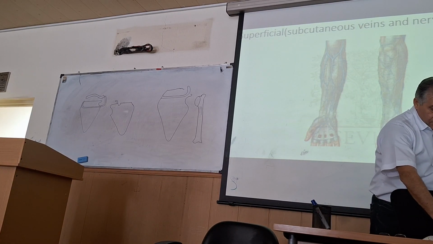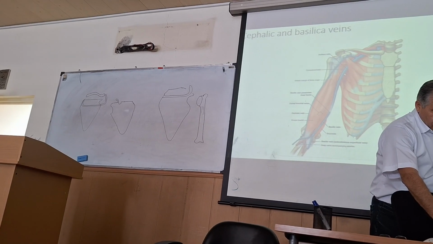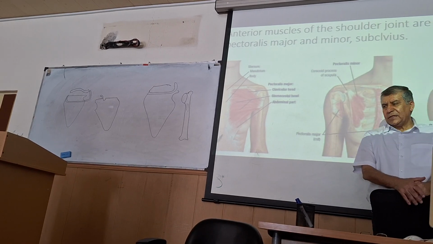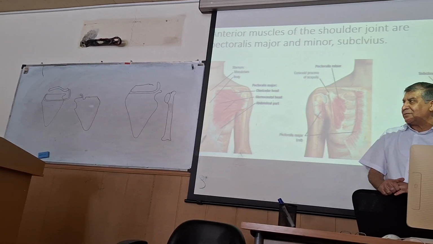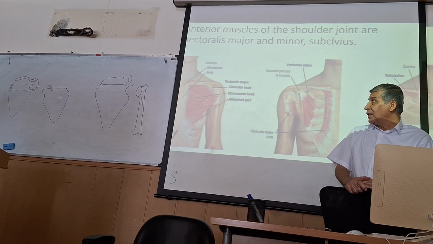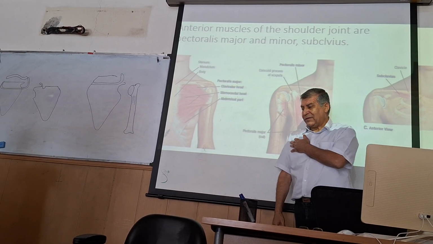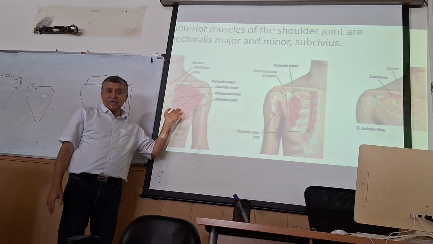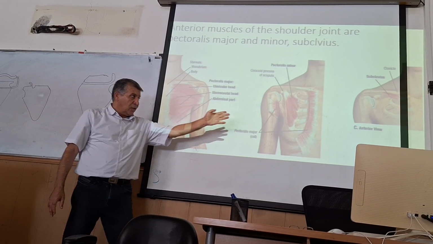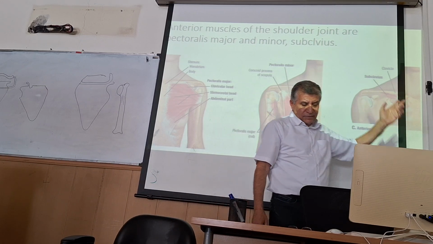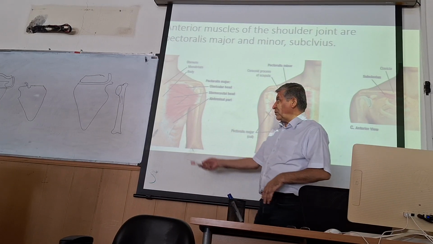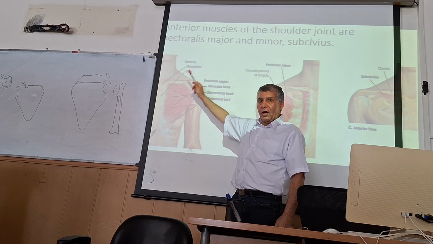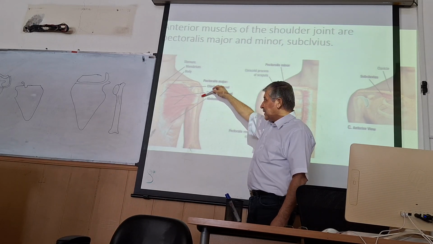After this, we studied the anterior, posterior, and lateral muscles of the shoulder. In this figure, you can see the anterior muscles of the shoulder from superficial to deep: pectoralis major, pectoralis minor, and subclavius. Pectoralis major originates from the sternum, clavicle, and first costal cartilages, the upper ribs.